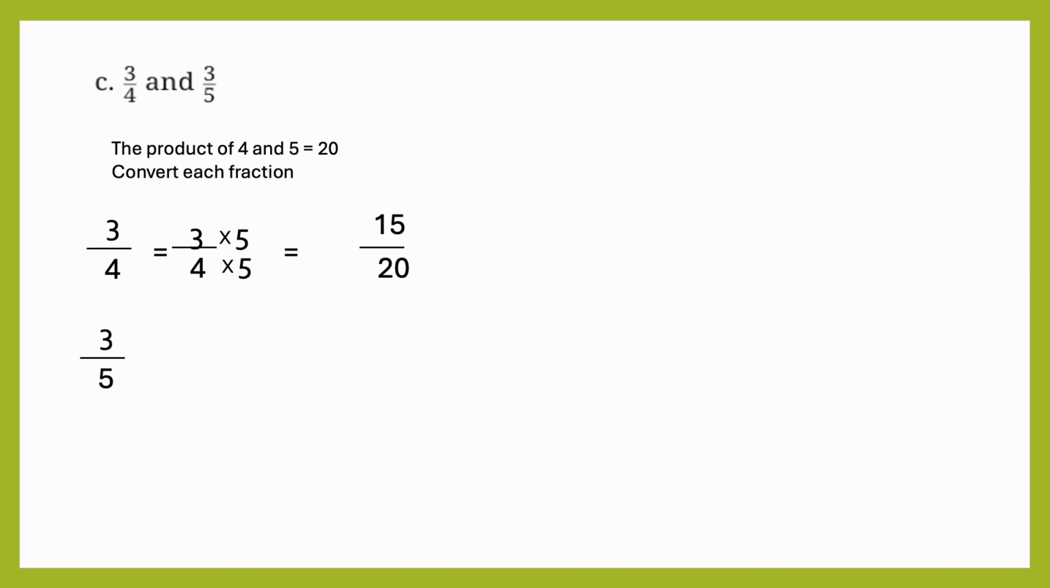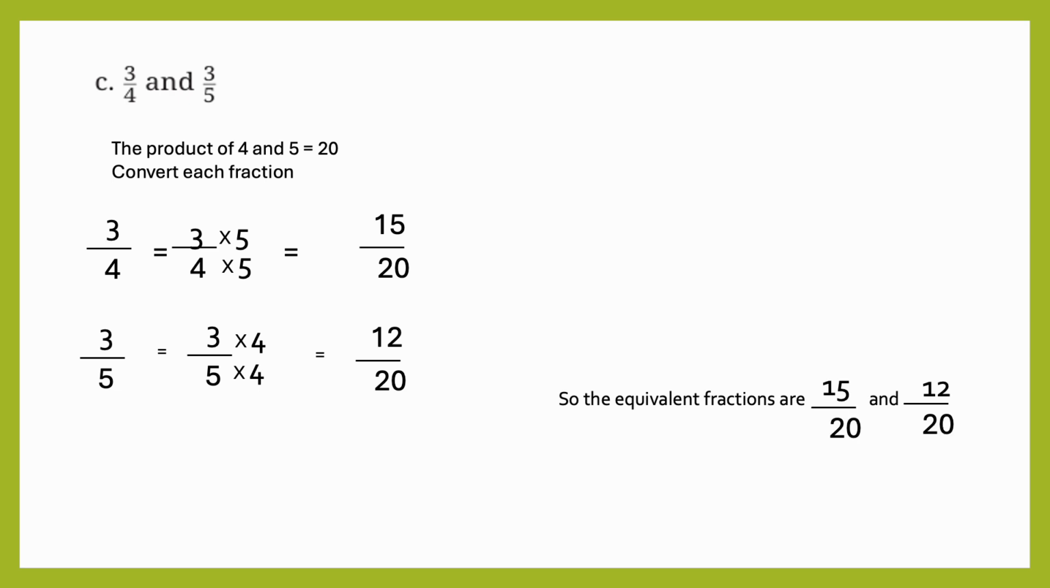Then, the equivalent fraction for 3 by 5. We have to convert this fraction such that the denominator is 20. 5 into 4 is 20. So, multiply both numerator and denominator by 4. 3 into 4 is 12. 5 into 4 is 20. So 12 by 20. So the equivalent fractions are 15 by 20 and 12 by 20.